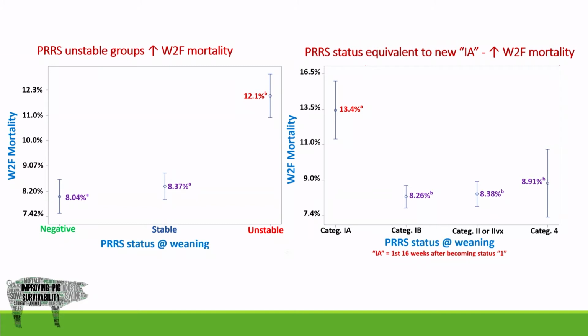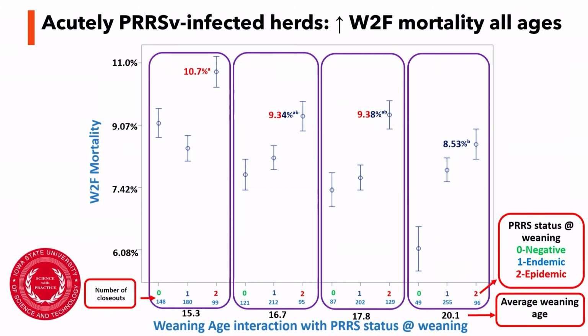So we have the unstable in the left category, and the category 1A, which will be similar to the new AASV category proposed this year by Dr. Holtkamp and co-authors. This category 1A will basically represent the first 16 weeks after an outbreak in the sow farm. So we can see a higher wean-to-finish mortality from pigs weaned from those groups as well.